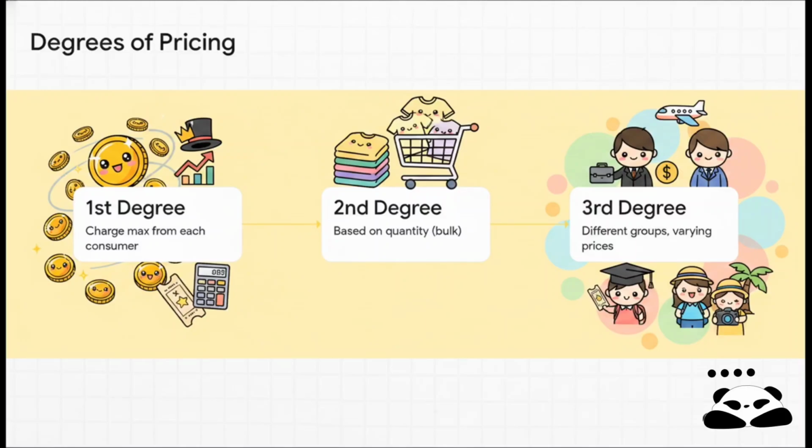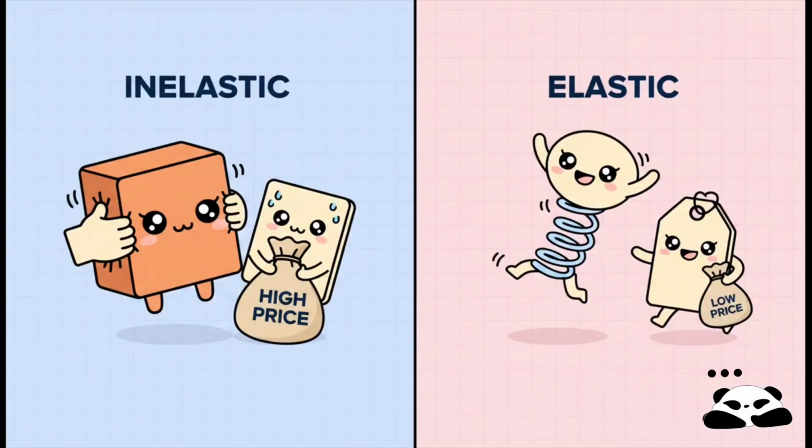So, third-degree price discrimination relies on one really crucial condition. Elasticity differs across markets. And this brings us to another net gold line. A monopolist will always charge a higher price in markets where demand is inelastic, meaning those consumers aren't sensitive to price changes, they just have to buy it anyway. Conversely, they'll charge a much lower price where demand is highly elastic.